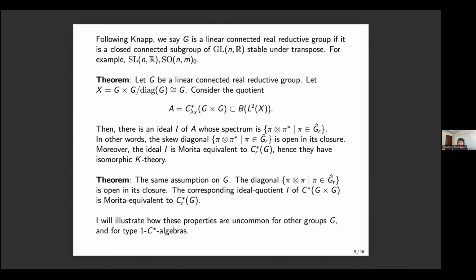Following that, I will say, there are several definitions of real reductive group, but here is the simple one. G is a linear connected real reductive group if it's a closed connected subgroup of GL_n(R), stable under transpose. So that includes SL_n(R), SO(p,q), or any complex semisimple Lie group with finite center, and so on.